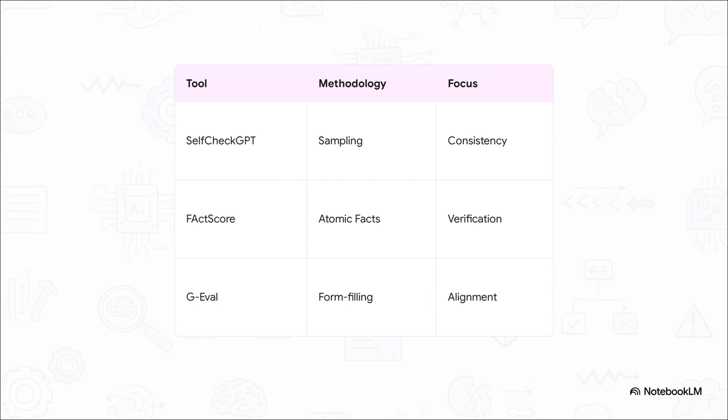Then we have FActScore, which rigorously decomposes long text into single, atom-sized facts and checks them against a database. And finally, G-Eval uses chain-of-thought prompting to force an evaluator AI to explicitly write out its reasoning, mimicking how a human would grade the text's factual consistency.